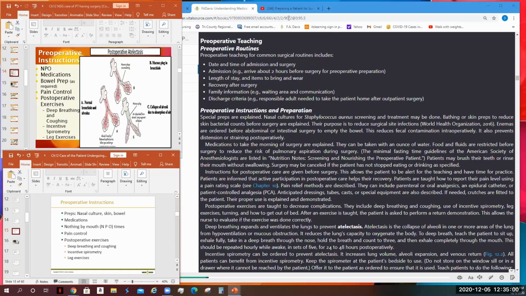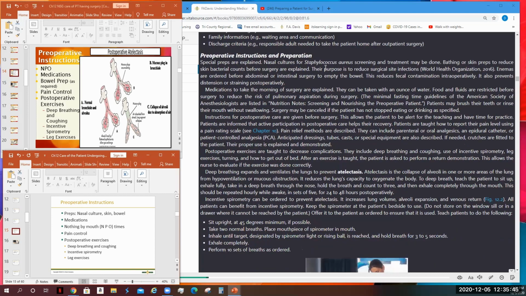Preoperative teaching. Preoperative routines. Preoperative teaching for common surgical routines includes date and time of admission and surgery. Admission, for example, arrive about 2 hours before surgery for preoperative preparation. Length of stay, and items to bring and wear, recovery after surgery, family information, for example, the waiting area and communication, the discharge criteria, for example, a responsible adult will be needed to take the patient home after outpatient surgery.